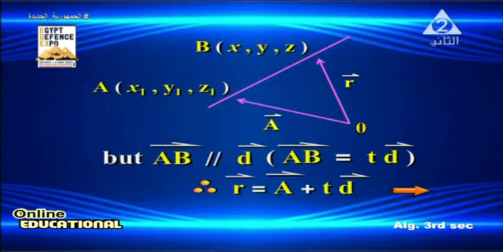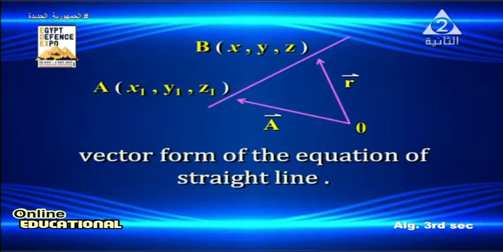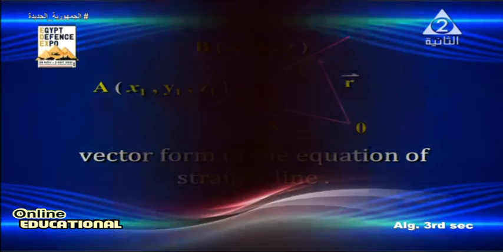What is the D vector? Direction vector of a straight line. What is the A vector? The vector OA, or the point A that belongs to the straight line, or the straight line passes through it. Vector form of a straight line: R vector equals A vector plus t D vector.